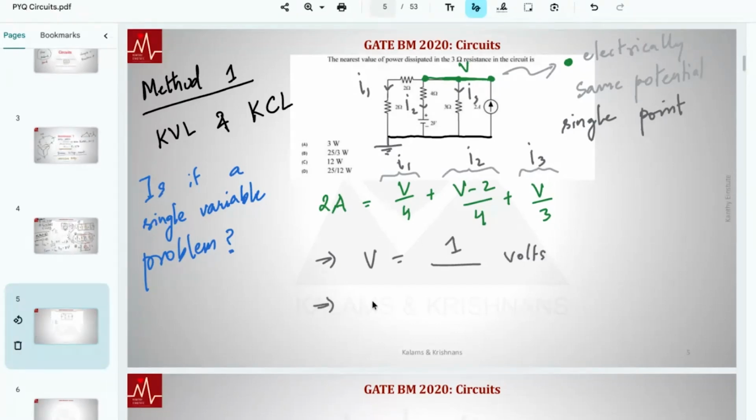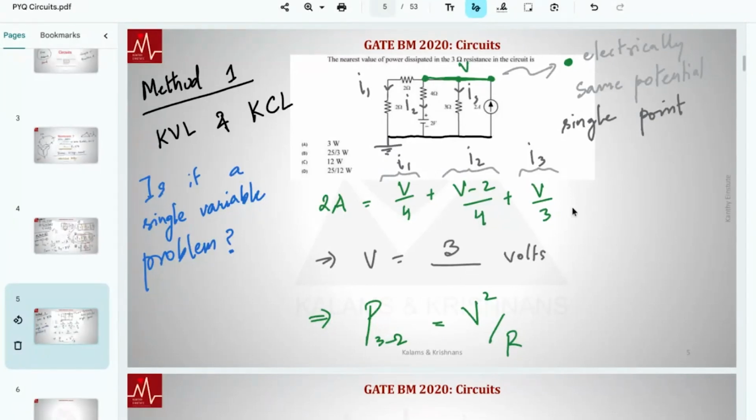That implies your current through the 3 ohm resistor, technically you don't have to do this. Power in the 3 ohm is V squared by R. I don't think this is 1. If you solve it, I think you should get 3. And someone confirm that. You should get 3 volts.